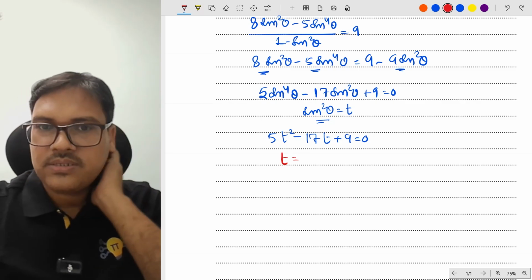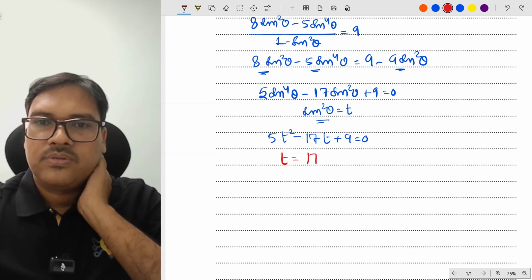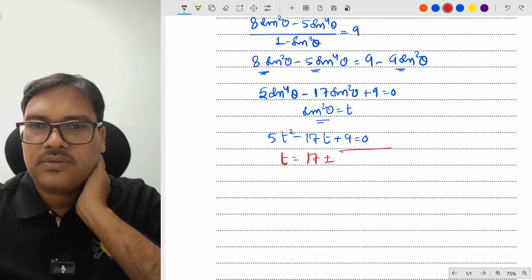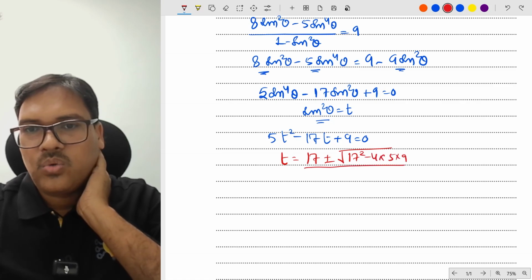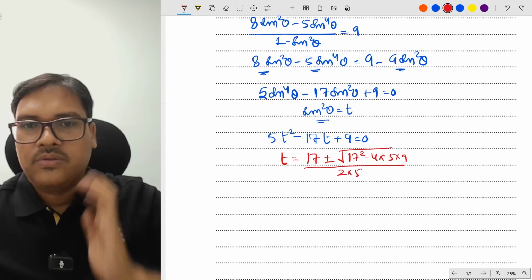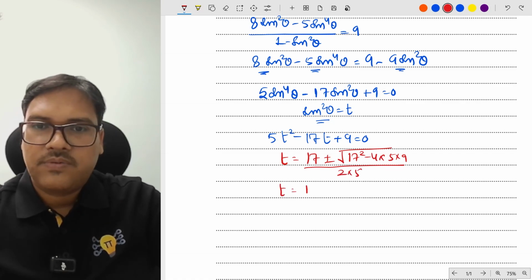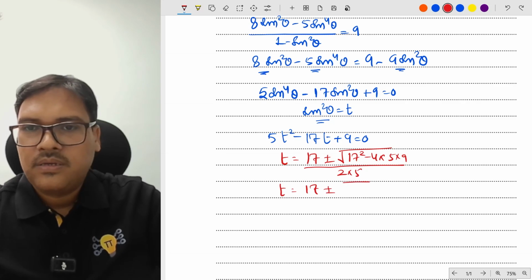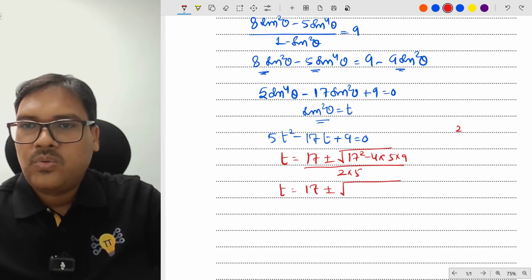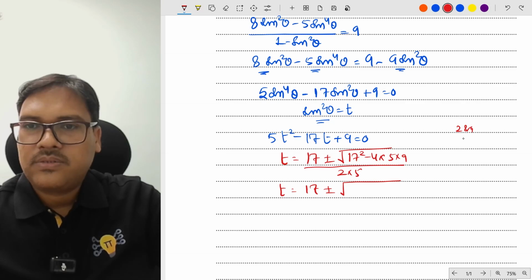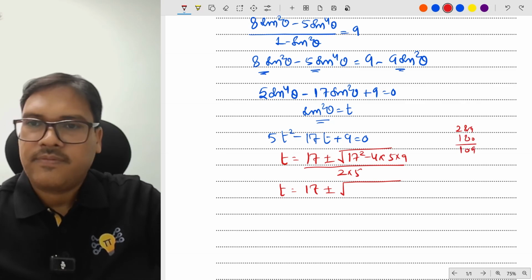So what you can do is, t is equal to 17 plus minus the square root of b squared minus 4ac, upon 2a. So this will become t is equal to 17 plus minus the square root of, this is 289, and this is what, 180. So this is 109.